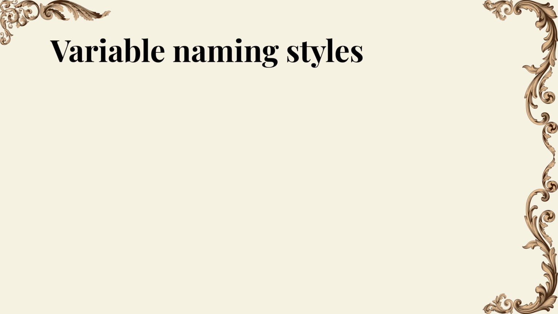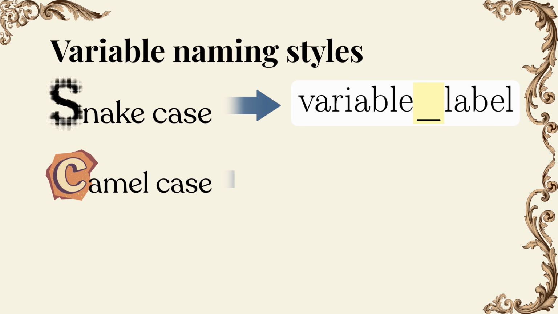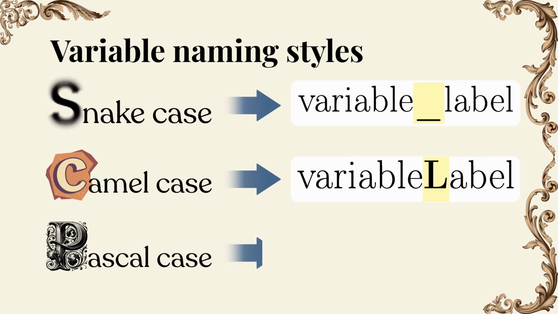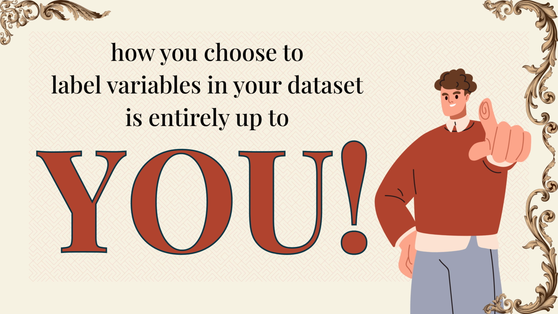Variable naming styles include the snake case, where the words are separated by underscores, the camel case, where the first letter of every subsequent word after the first word is capitalized, and the Pascal case, where the first letter of each word is capitalized. How you choose to name your variables is entirely up to you and the needs of your analysis. The key is that the human-readable label attached to each variable gives enough information for anyone to understand what it represents. Now back to the code.